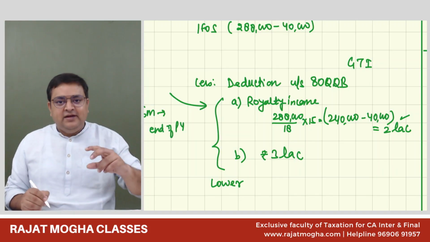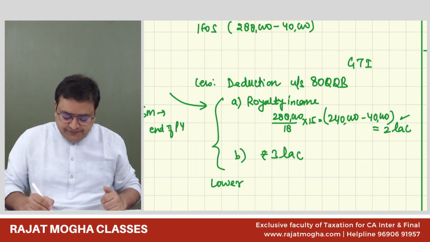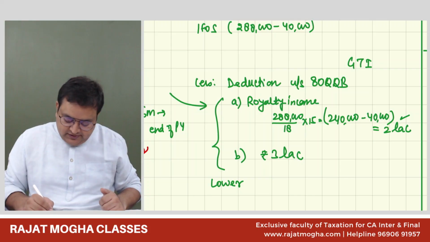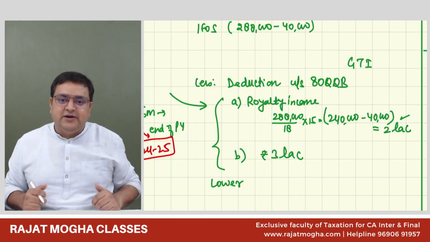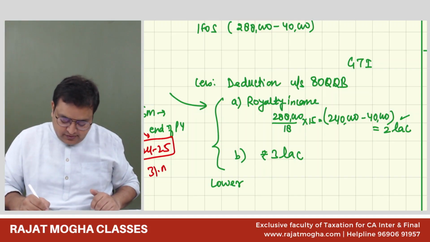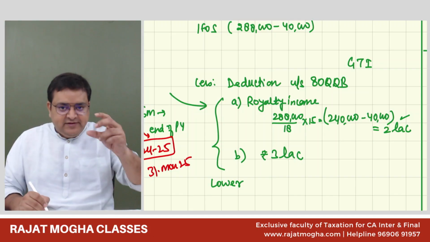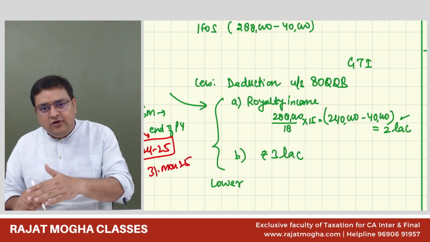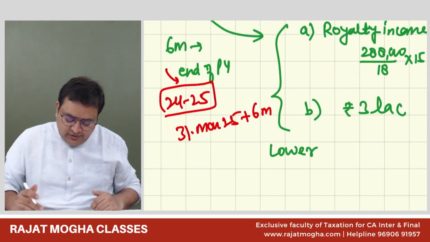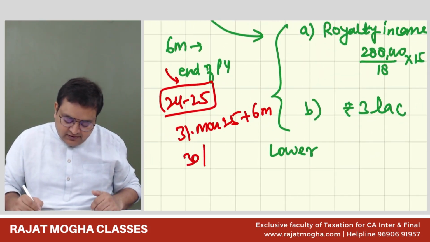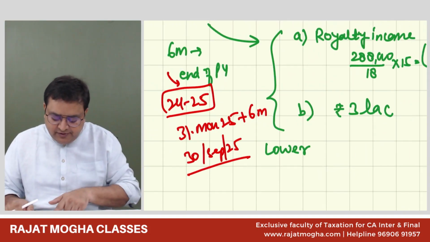So what is our previous year? 24-25. Just go to the end of this year. The end of this year is 31st March 25, and within 6 months from the end of the previous year. So if I add 6 months to it, I'll get 30th September 25. Guys, do you understand how I got 30th September 25?